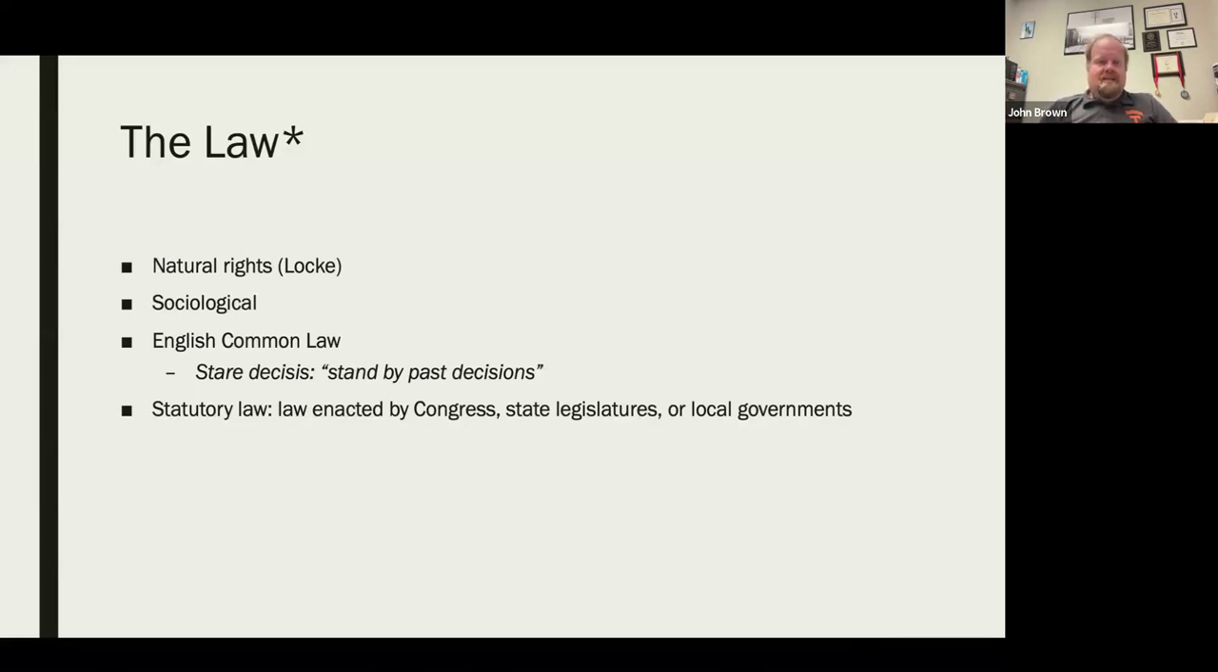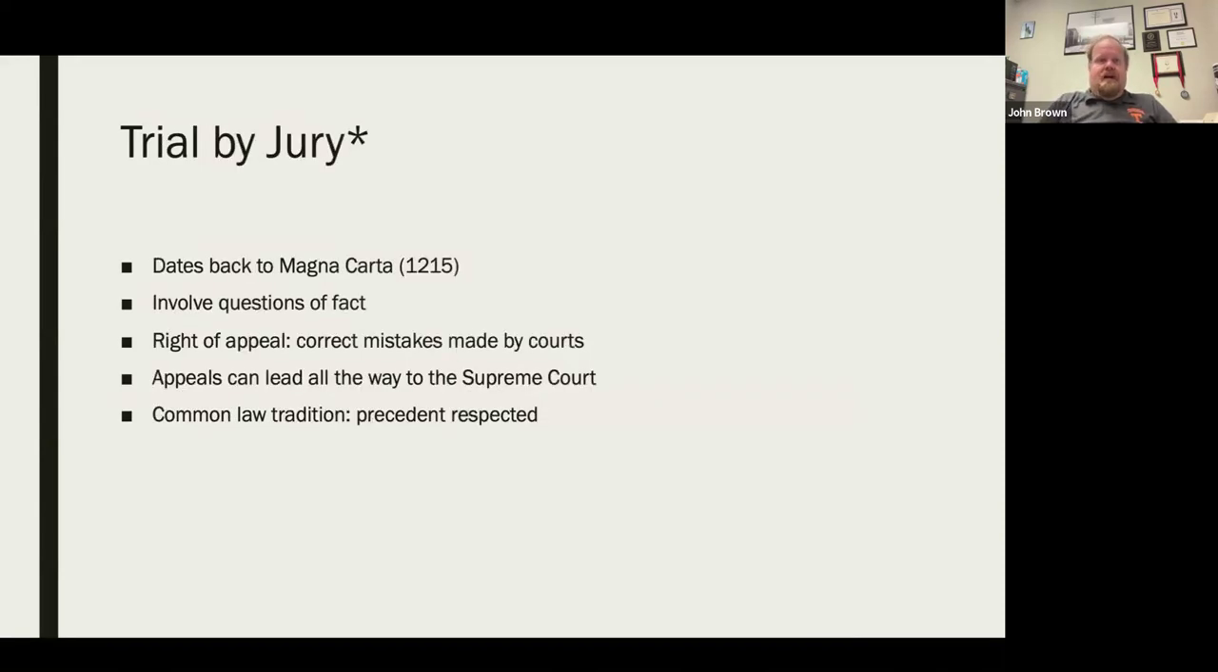Last but not least is statutory law. These are statutes or laws that are enacted by Congress, state legislatures, or local governments. So, all right. So there are concepts we have here. One is trial by jury. You have the right to trial by jury in criminal cases. And this dates back to the Magna Carta in 1215.